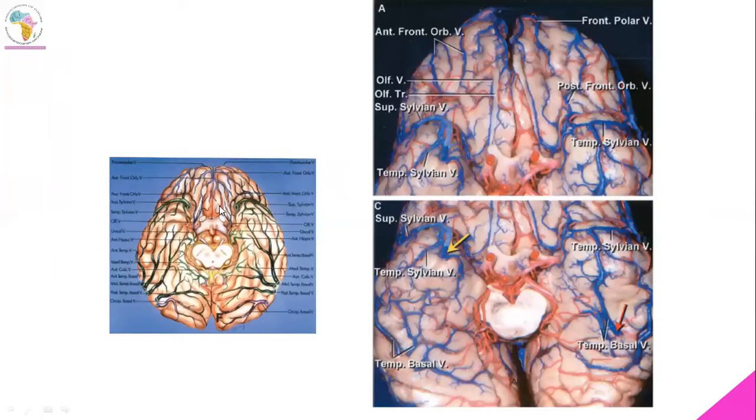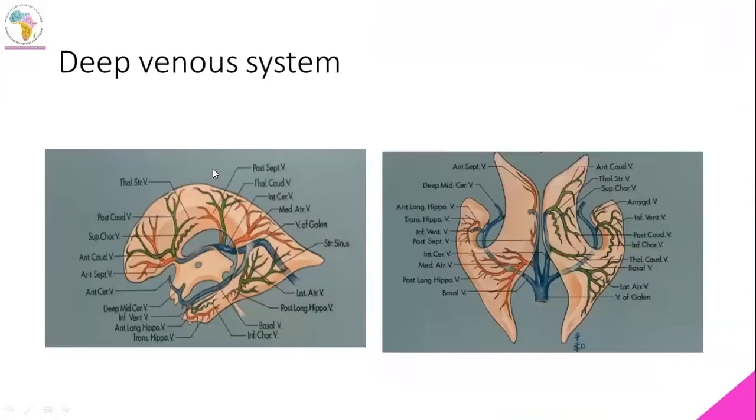This is the basal surface of the brain, and we can see that the drainage of the basal surface of the temporal and occipital lobe mainly runs laterally towards the transverse sinus, and the venous drainage of the frontal lobe goes anteriorly towards the beginning of the superior sagittal sinus.